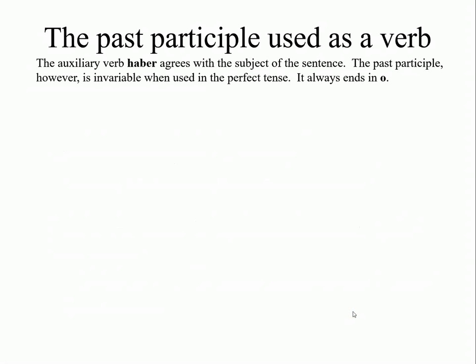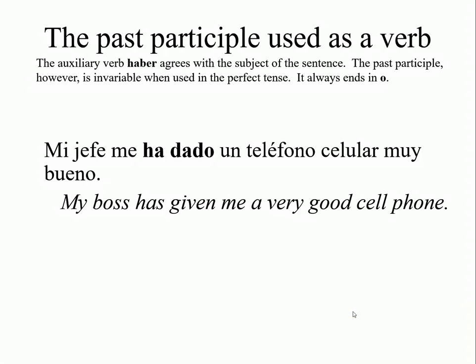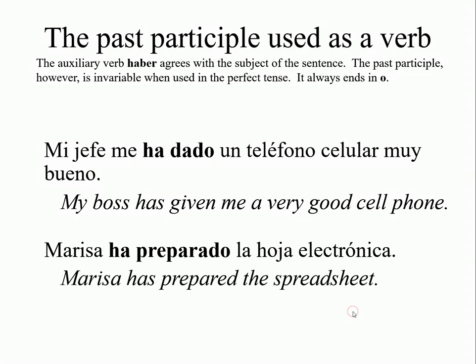The auxiliary verb haber agrees with the subject of the sentence. The past participle, however, is invariable when used in the perfect tense. It always ends in o. Mi jefe me ha dado un teléfono celular muy bueno. Marisa ha preparado la hoja electrónica.